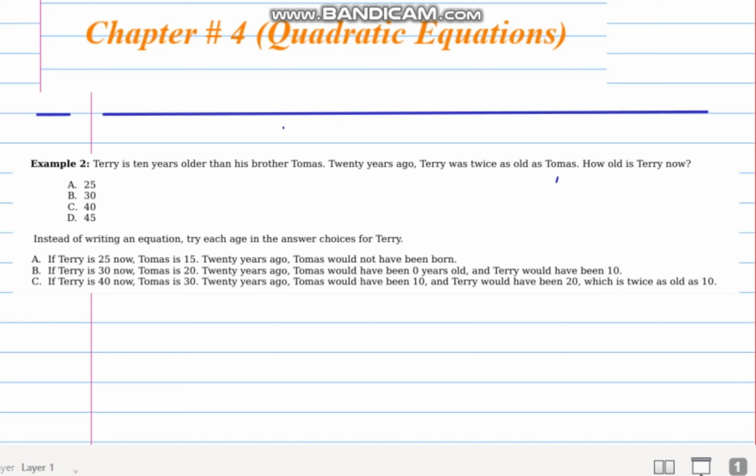Basically, in the GT exam, the questions come in the form of theory. The theoretical questions, for example: Terry is 10 years older than his brother Thomas. These types of theoretical questions come in GT exams. Please don't be afraid of them. They are very easy to solve.